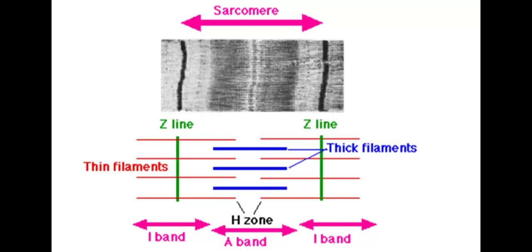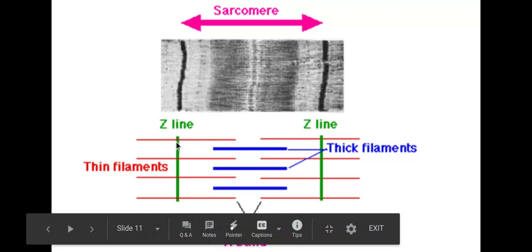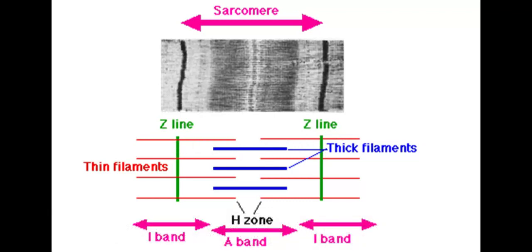What's going to happen with the use of ATP is that we're able to slide these Z lines closer together, and that's the contraction of your muscle.